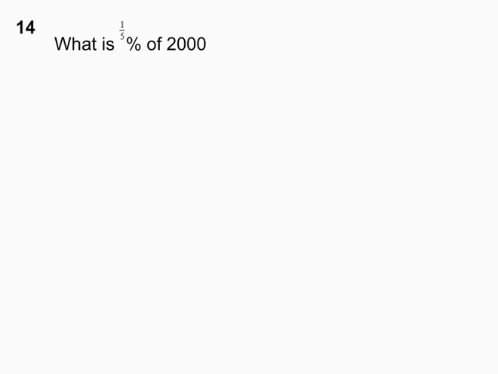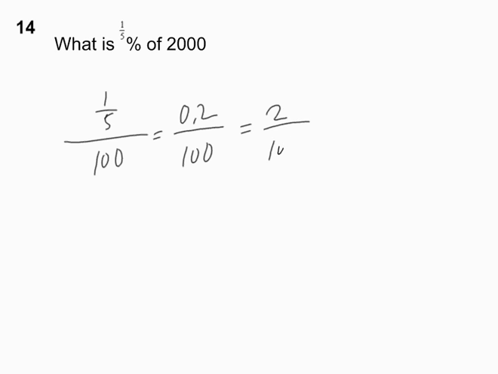Question 14, what is 1/5% of 2,000? Well, 1/5% is 1/5 out of 100. You can't have a fraction in a fraction, so we don't want to look at it like that. 1/5 as a decimal is actually this. So these two are the same thing. And this is equivalent to 2/10 out of 100 because I can multiply by 10, multiply by 10. And as a decimal, it's 2/1000ths, tenths, hundredths, thousandths. So multiply that by 2,000, and I get the number 4.